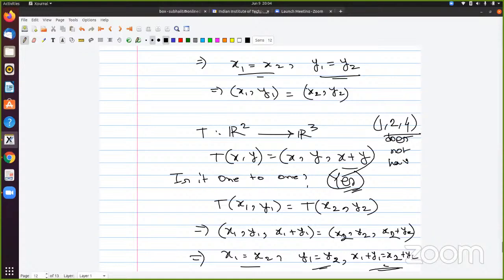Sir, suppose we have to check it algebraically. This is what I am doing, the checking algebraically. But for (1, 2, 4), x is 1 and y is 2, so x plus y has to be 3. That's why (1, 2, 4) does not have a pre-image. Oh, got it. This is inside R3, but it does not have a pre-image. Got it. Yeah, thanks.